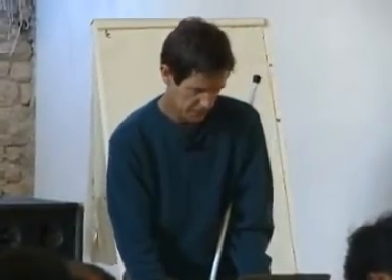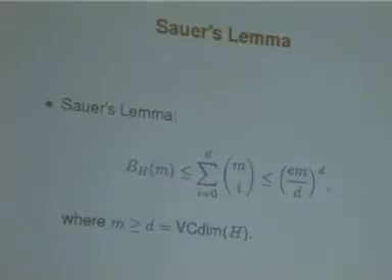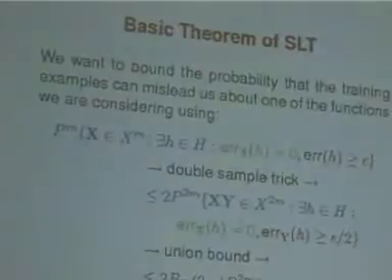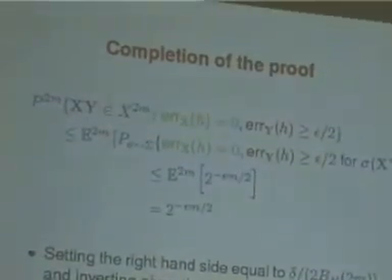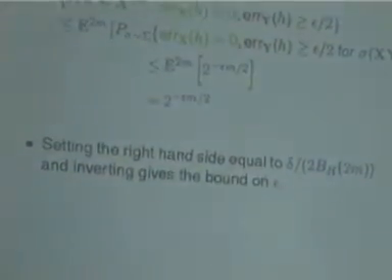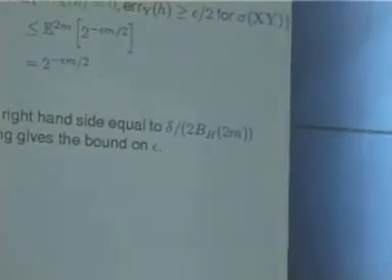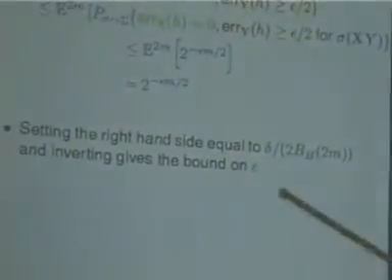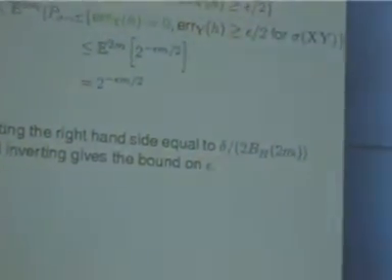So if you've got that down, I'll go back to Sauer's lemma. There's Sauer's lemma: BH of m is less than or equal to this quantity, with VC dimension d, em over d to the d. So you can plug that in place of this, set that equal to that, and solve for epsilon. I'll give you 2 minutes.